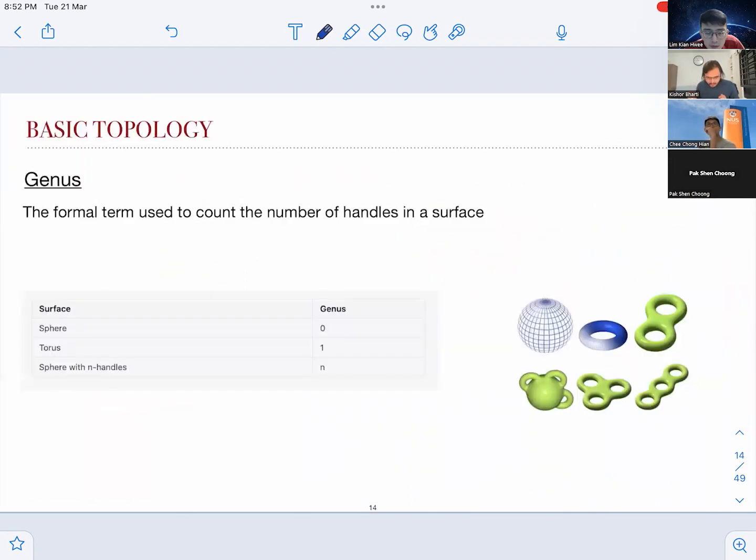Yeah. So the formal term which is used to count the number of handles in a surface is called genus. So for example, a sphere has genus 0. It does not have any handle, any hole. You can see here a torus. For torus, it's 1. And if you have a sphere with n handles, that has genus n. So when we talk about genus, we basically mean we are counting the number of handles.